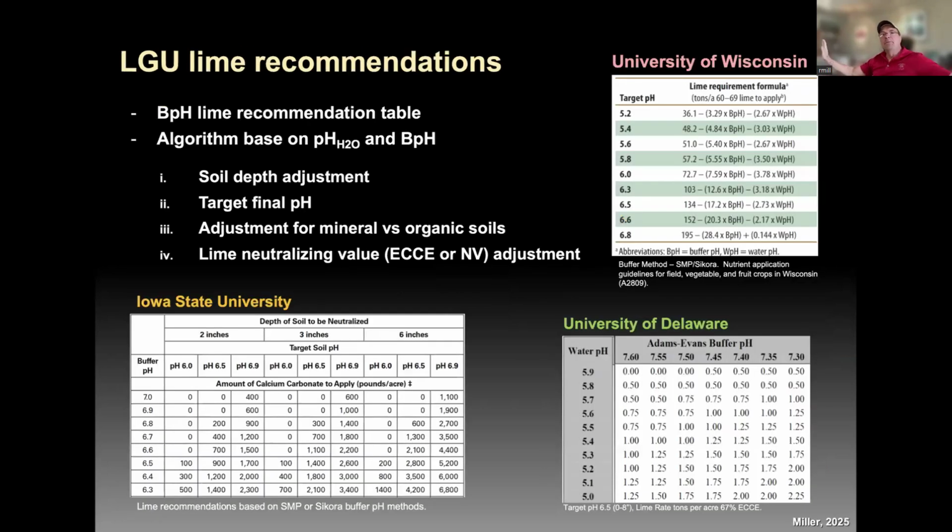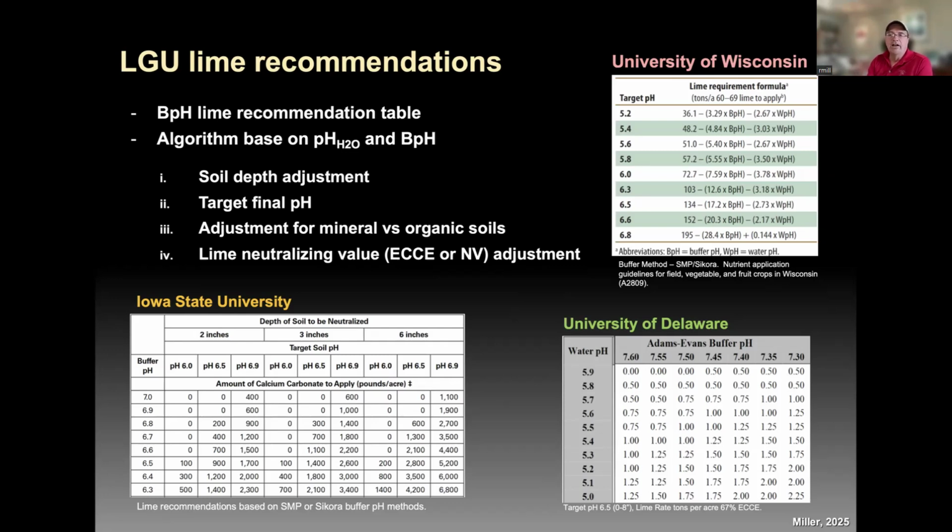Now I just pulled out 3 land-grant universities here: Wisconsin, Iowa State, and Delaware. These are tables you can look up online. This basically tells you that if you know what your buffer pH method is and you know this value, you can come up with a prediction of how much calcium carbonate it takes. If you look at Iowa State, they actually give you the target pH you want to hit based on depth, which is very nice to see, because you can say, okay, I'm only going to lime to this depth and I want to shoot for a 6.5 pH. It gives you that ability.